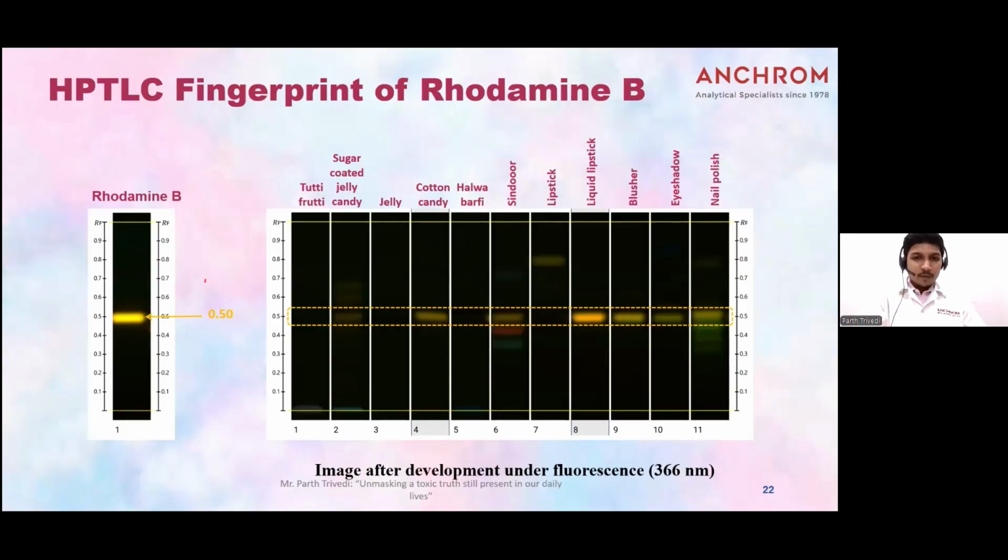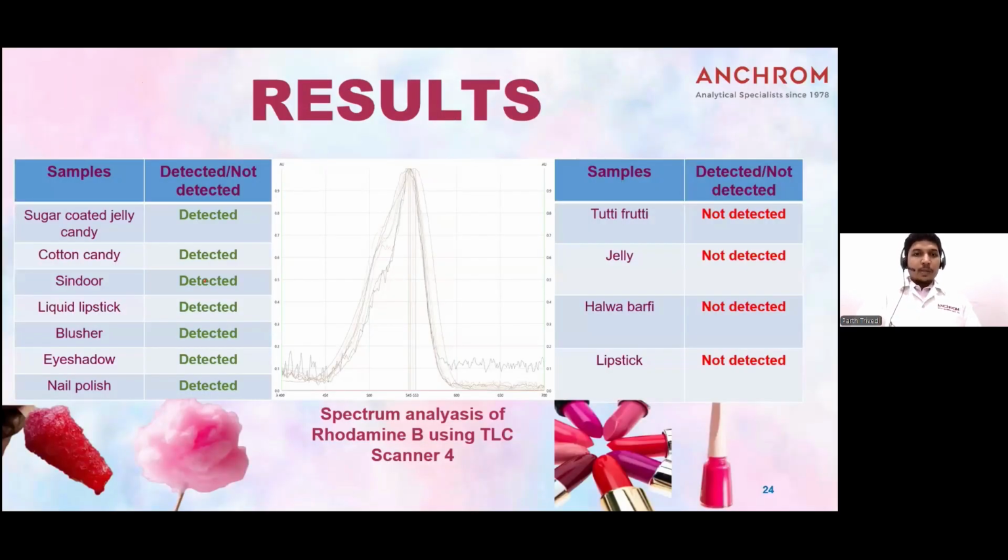We have taken only a few samples from the market area and some small vendors, because we know most of the branded ones go through quality controls and are also checked by the government authorities, whereas some of the local vendors' manufacturing is done in a small area and they don't have a particular name, they are just selling it. So from that kind of area we have taken and checked all this. So yeah, this is the result. We have detected it in sugar coated jelly, cotton candy, sindoor, liquid lipstick, blusher, eyeshadow, nail polish.